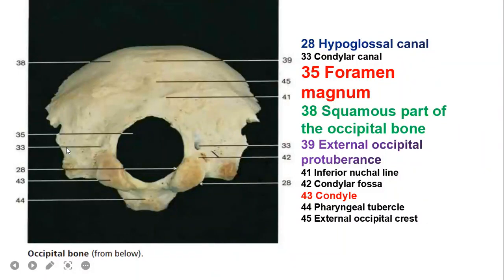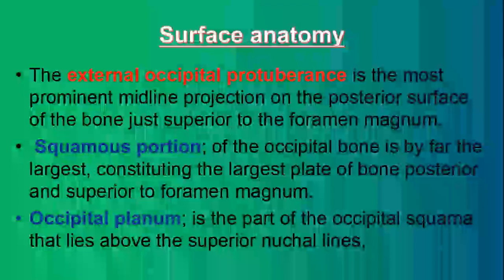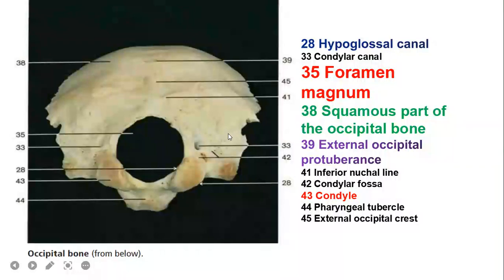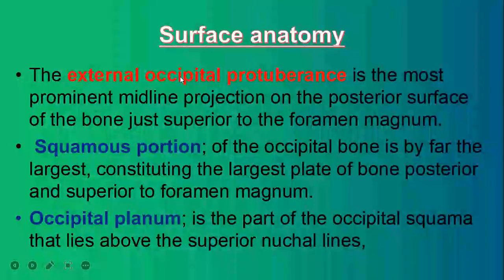Then we have other structures within the occipital, 33, and that is the condylar canal. We also have the part labeled 44, that is the pharyngeal tubercle. Then 45, located here, is the external occipital crest. I'll just move my pointer. Yes, this region is known as the external occipital crest. The external occipital protuberance, which is 39 at this point, is the most prominent midline projection on the posterior surface of the bone, just superior to the foramen magnum.